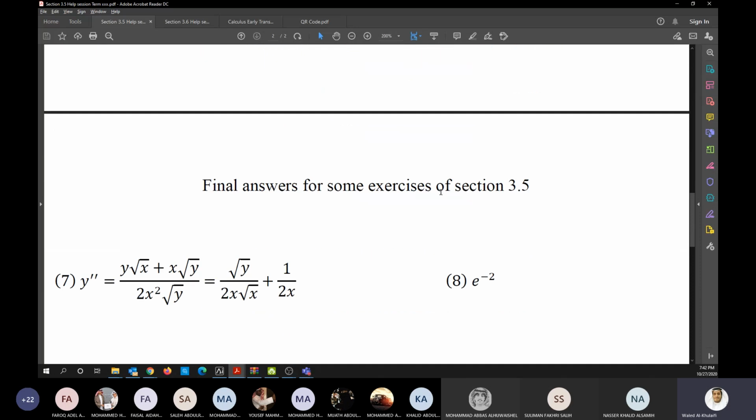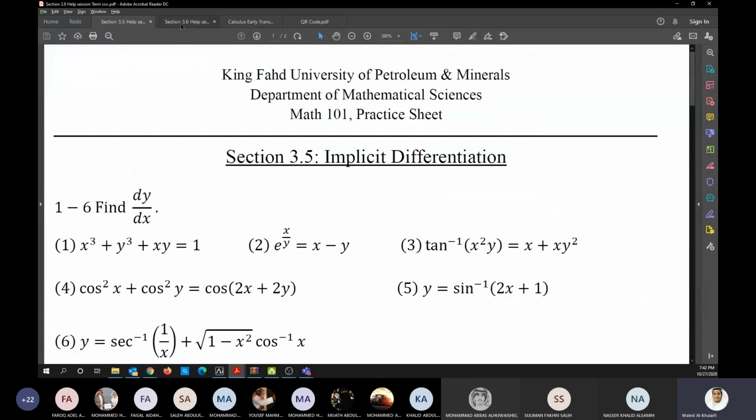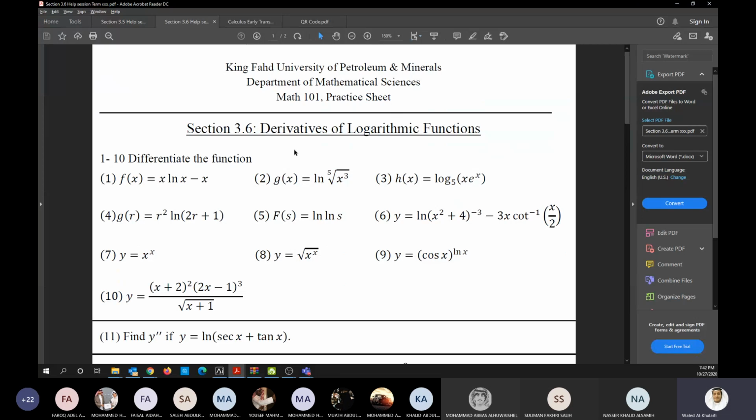Okay, that's it for this section or for this help session. I leave this for the next help session. We're going to talk about it because there are a lot of things going on here, and I want to leave it together with section 3.7. Okay guys, any question?